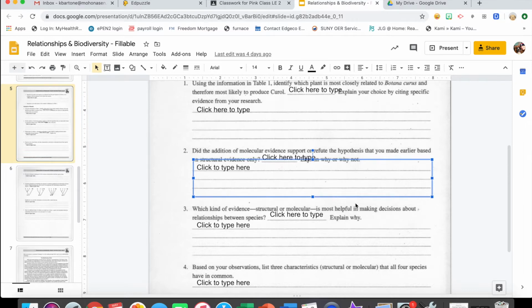You want to use specific evidence from your data chart on page 8, okay? At least 2 to 3 pieces of evidence here. Again, you can do them in bullet form or do a dash and just a quick blurb. Doesn't have to be a full paragraph, but you need to give at least 2 to 3 pieces of evidence. So go ahead and pause the video if you need to, and you can answer number 2.